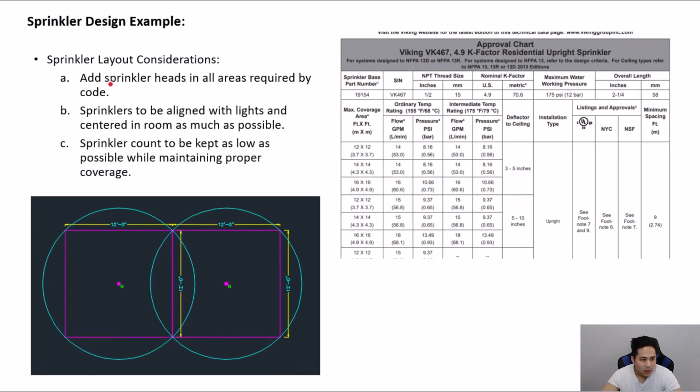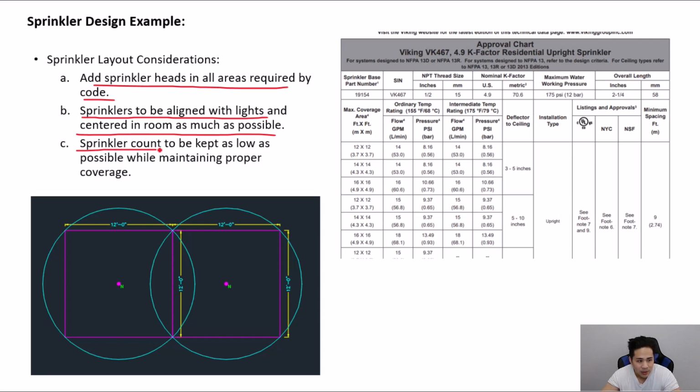Now that we know we have to follow NFPA 13R, we have to read the code to figure out where all the sprinklers are required. So we have to add sprinkler heads in all areas required by code for the particular project we're working on. In general, a good design consideration is to keep sprinklers aligned with lights and centered in rooms as much as possible, and this is basically for aesthetic reasons.